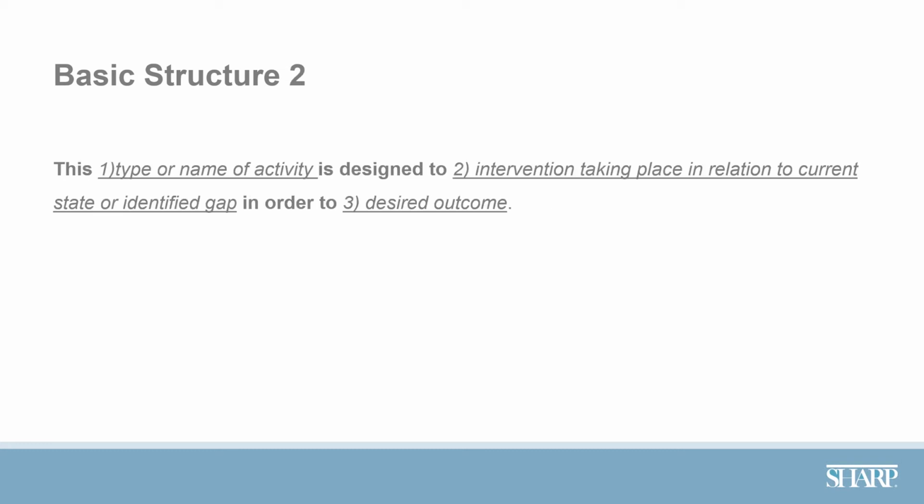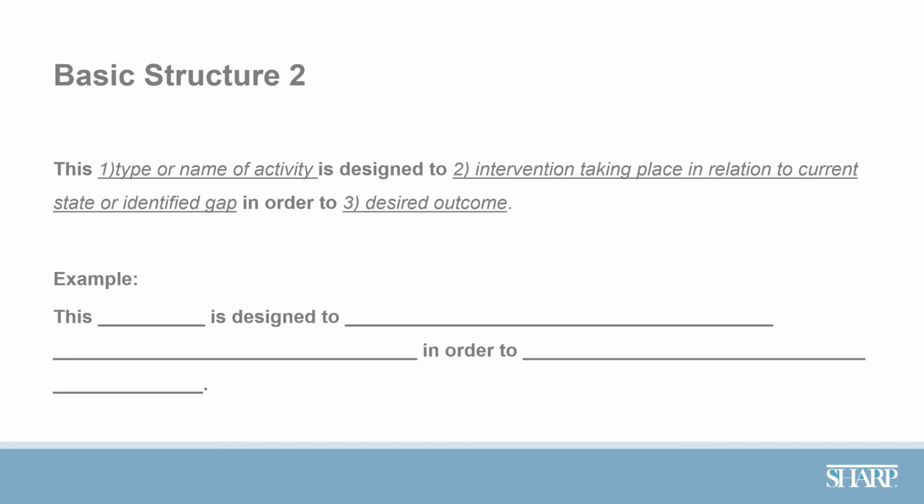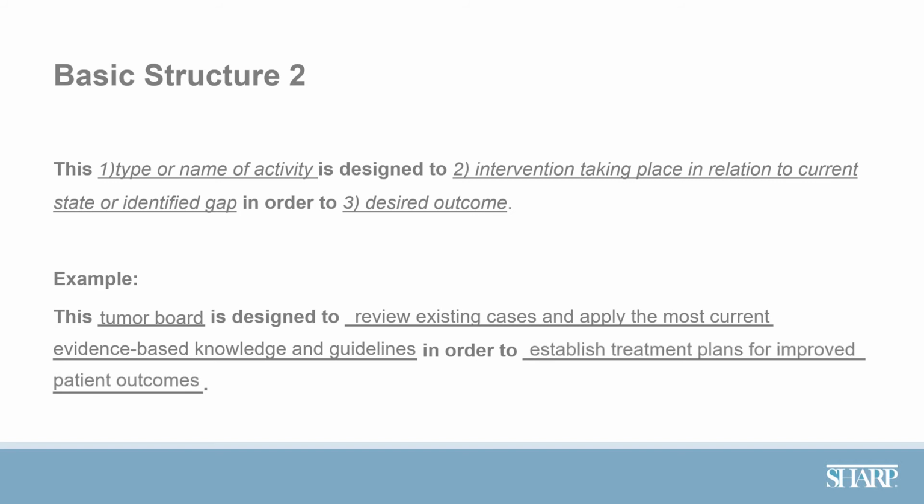Basic Structure 2. This structure is ideal for prospective and retrospective case reviews. For this structure, you can start by listing the type or name of the activity, the intervention taking place in relation to current state or identified gap, and finally, the desired outcome. For example, this tumor board is designed to review existing cases and apply the most current evidence-based knowledge and guidelines in order to establish treatment plans for improved patient outcomes.